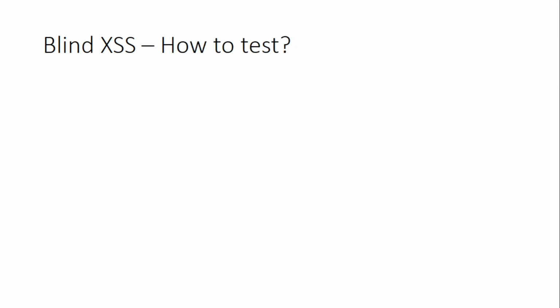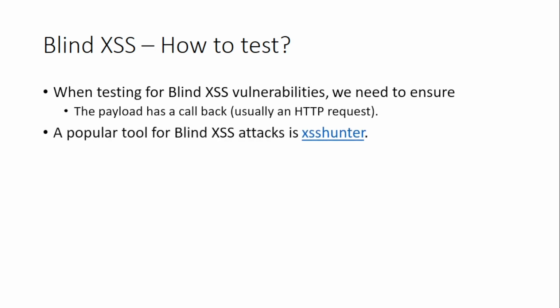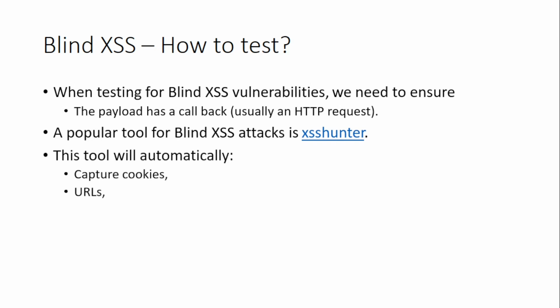How to test for blind XSS? When testing for blind XSS vulnerabilities, we need to ensure that the payload has a callback, usually an HTTP request. A popular tool for blind XSS attacks is XSS Hunter. This tool will automatically capture cookies, URLs, page contents, and more.